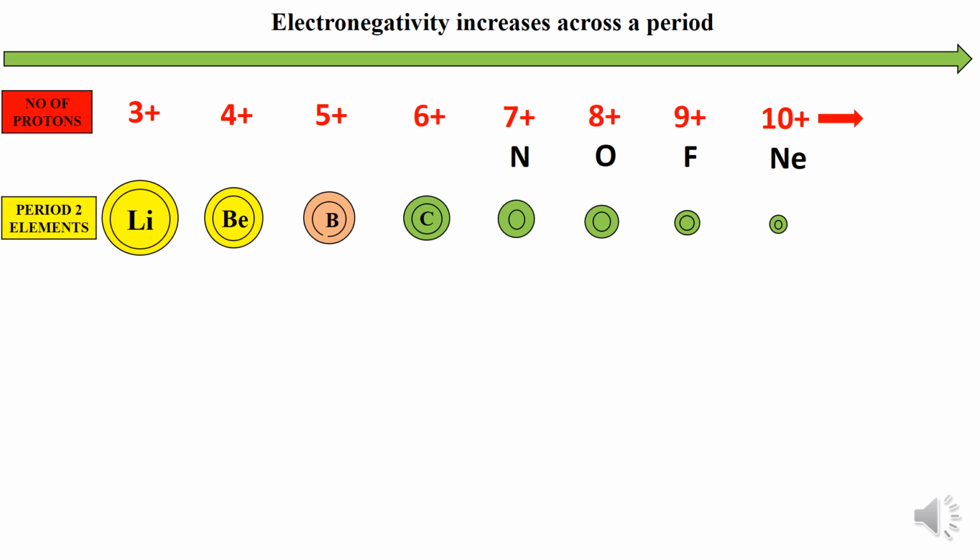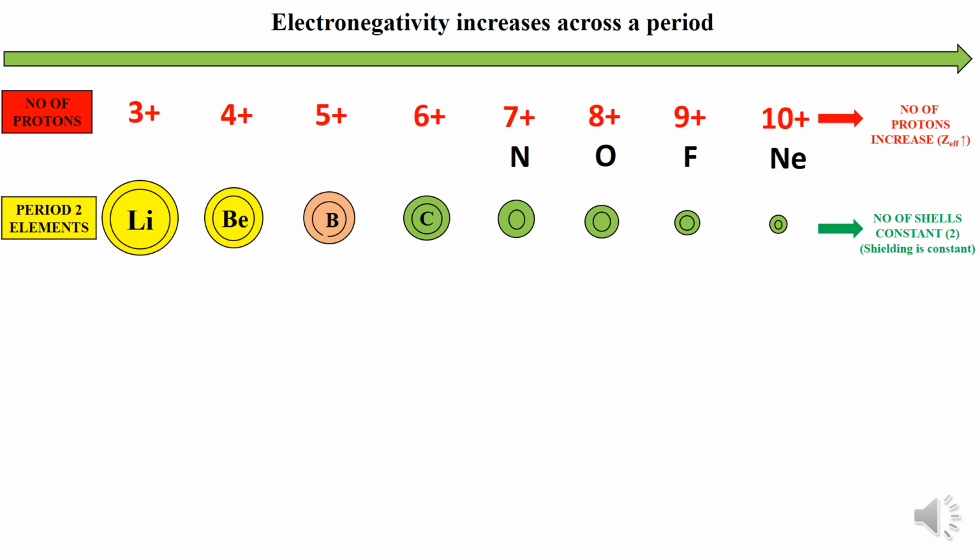So as you move across a period from left to right, you'll find that the number of protons increases. As the number of protons increases, you very well know that the effective nuclear charge, that is the electrostatic force of attraction between the positively charged protons and the outermost valence electrons, increases. And as a result, the atomic size decreases. And not only that, it attracts or pulls the shared pair of electrons involved in chemical bonding closer to itself.